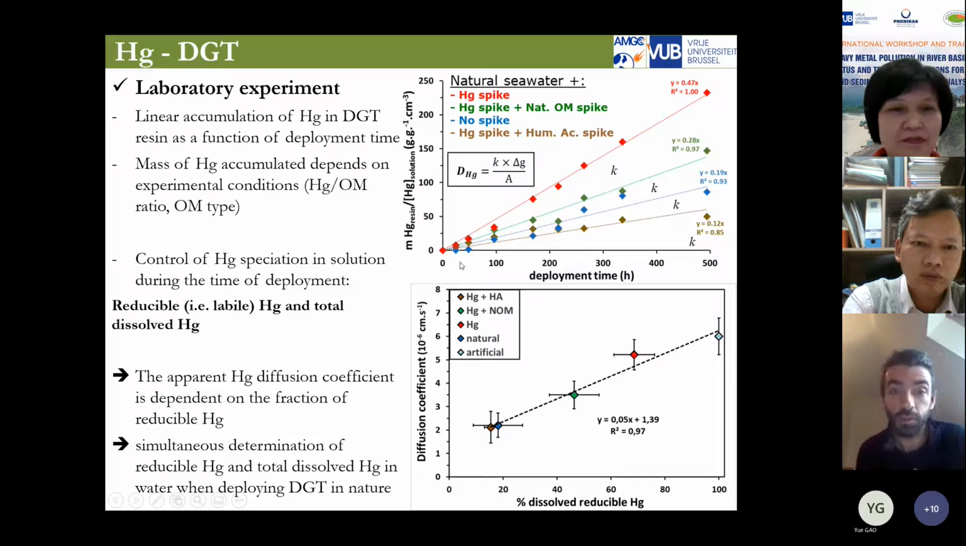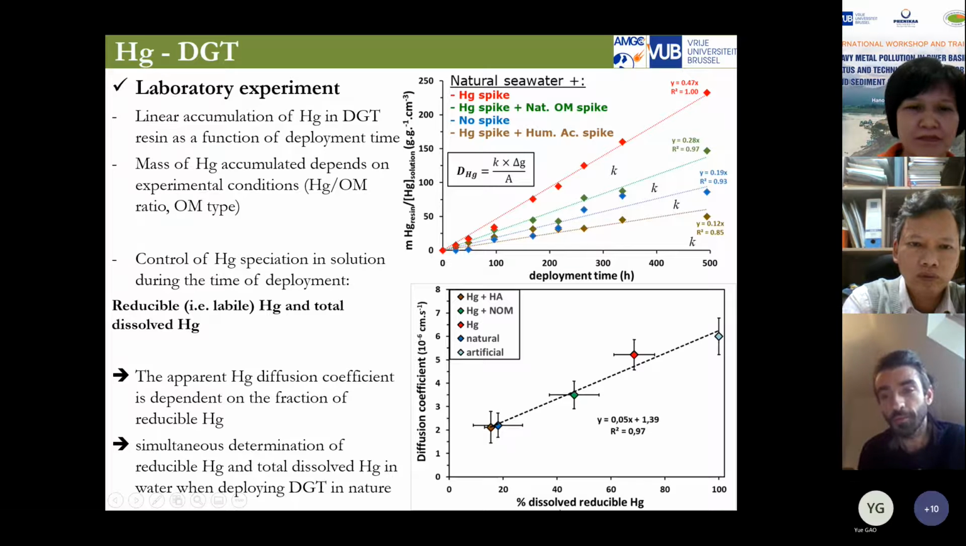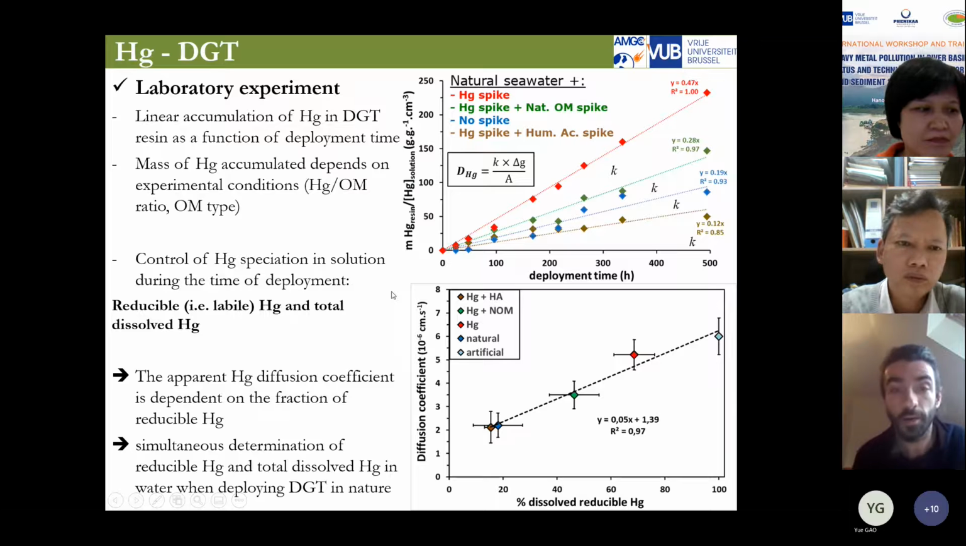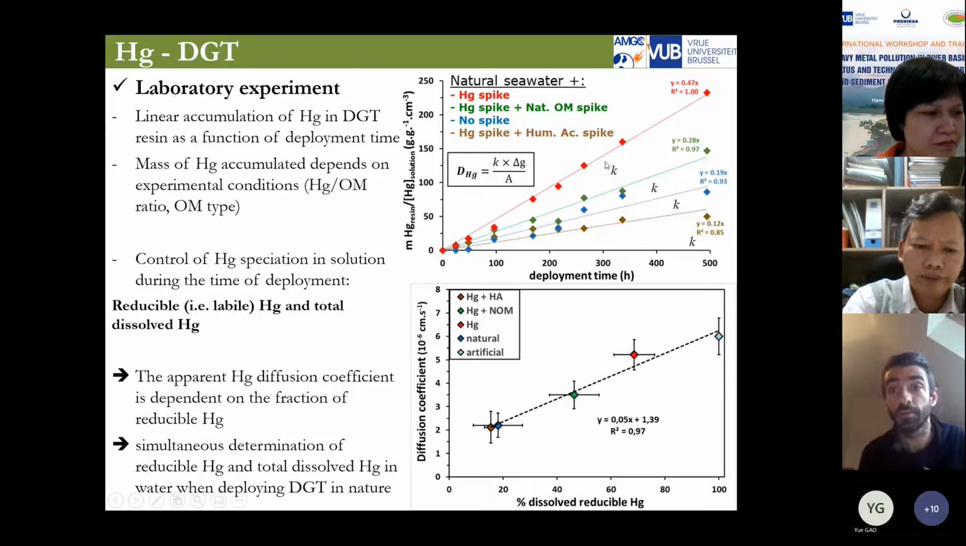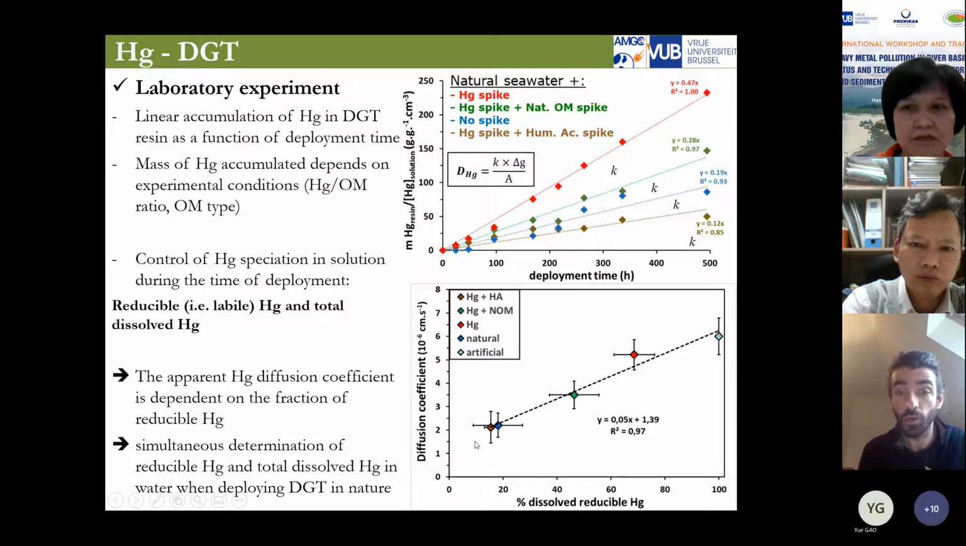So then we decided to plot the percentage of dissolved reducible mercury. So remember, reducible mercury is the one that will be the most bioavailable or labile, versus the calculated diffusive coefficient from these lines. And we can see a quite good correlation between the percentage of dissolved mercury in the water and the diffusive coefficient that was calculated from the experimental data.